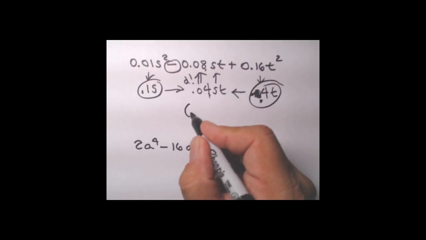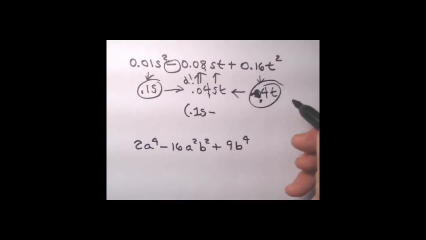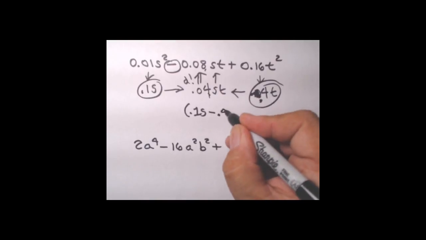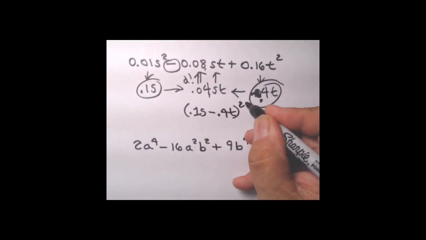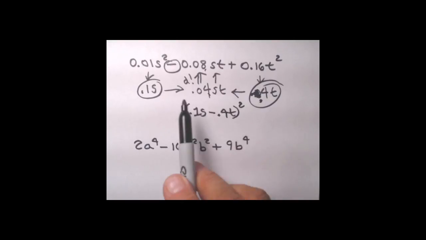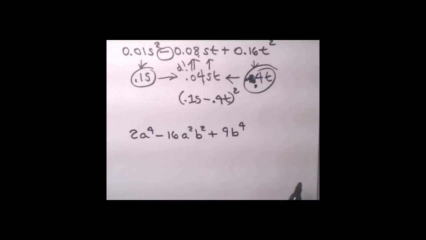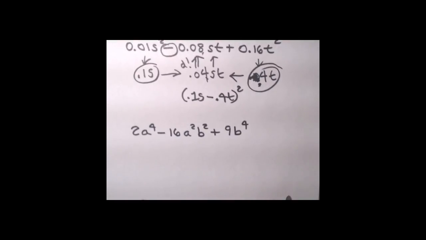Okay, 0.1s with this sign minus 0.4t quantity squared. Now, if you multiply this back out carefully, be careful with the decimal values, you'd get this original guy up here. Okay, let's take a look at the next one coming up here.